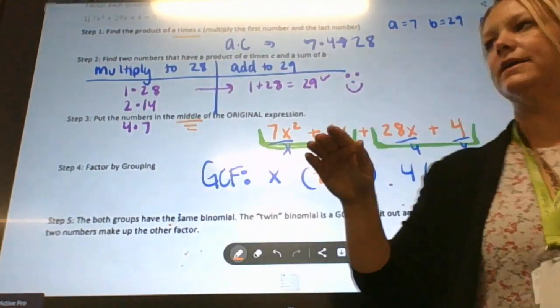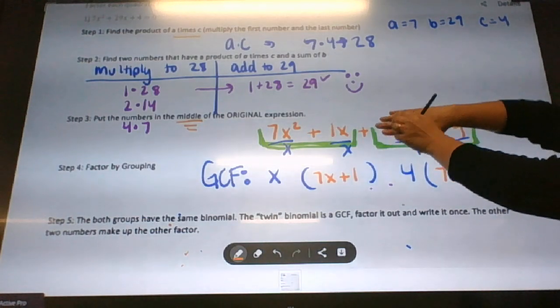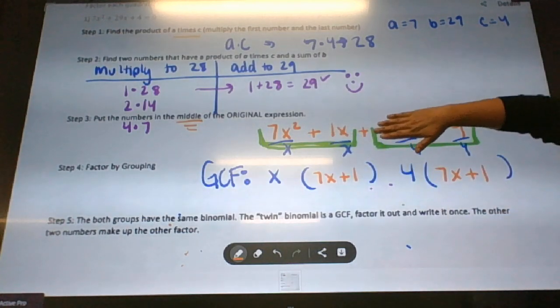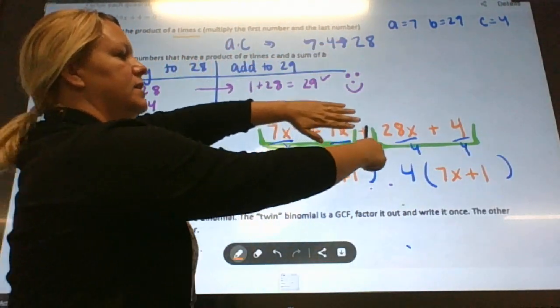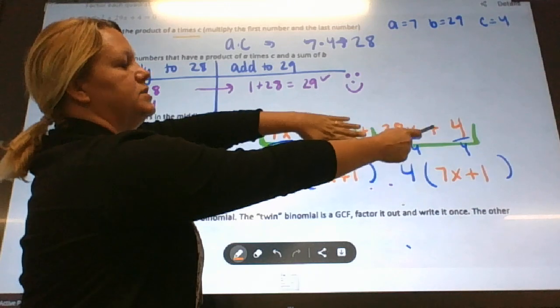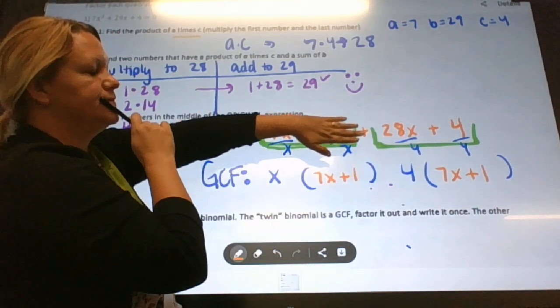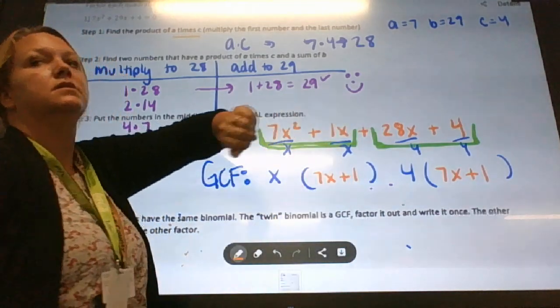When I picked the x for these two, I was ignoring these. I just see what they have in common. Oh, but they don't have anything in common. And then when I look at the common thing for these two, I ignore these ones. I just find what they have in common. So if they have nothing in common, you put a 1 or an x.